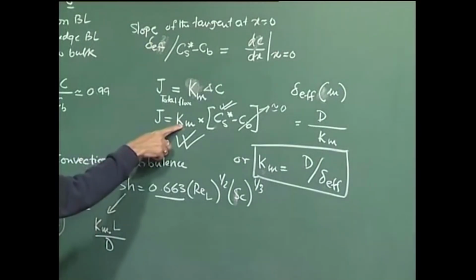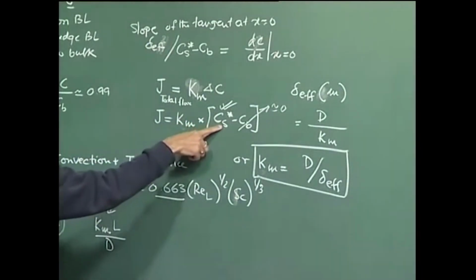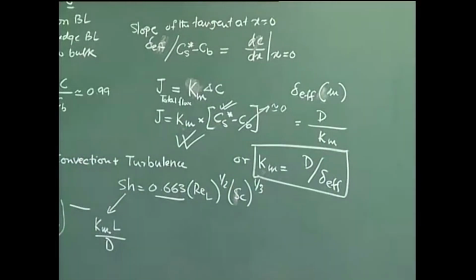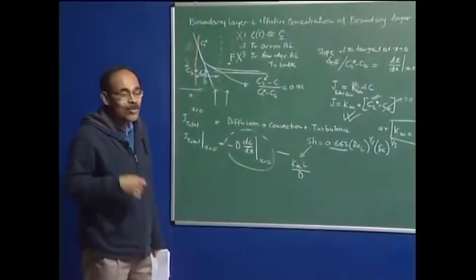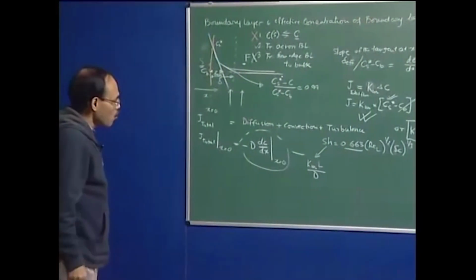And once I know Km, I can multiply Km with the Cs star, the solubility limit, and get the net rate of dissolution which I am trying to know.